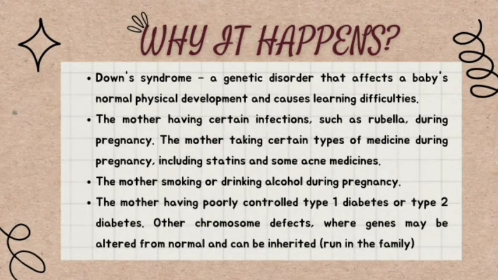So now let's look at why congenital heart disease happens. The first one is Down syndrome. Down syndrome is a genetic disorder that affects a baby's normal physical development and causes learning difficulties. Next is the mother having certain infections, such as rubella, during pregnancy.